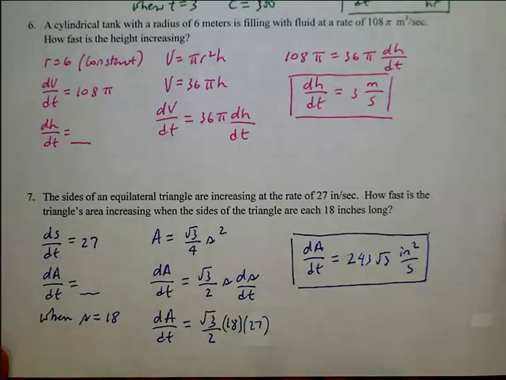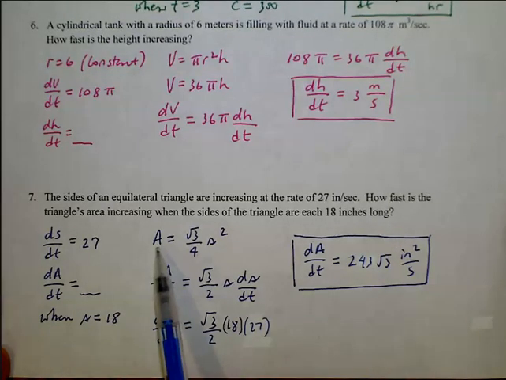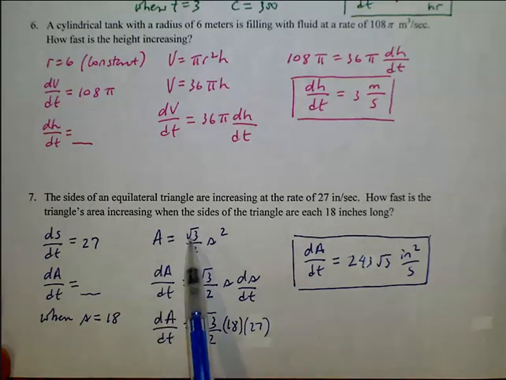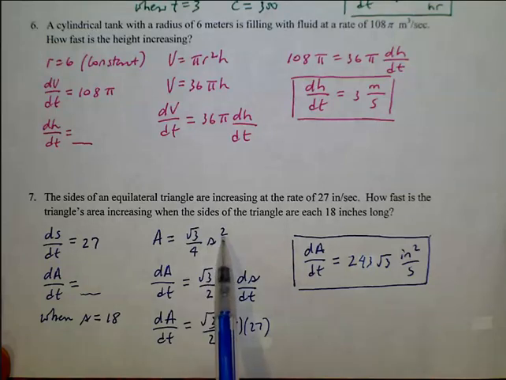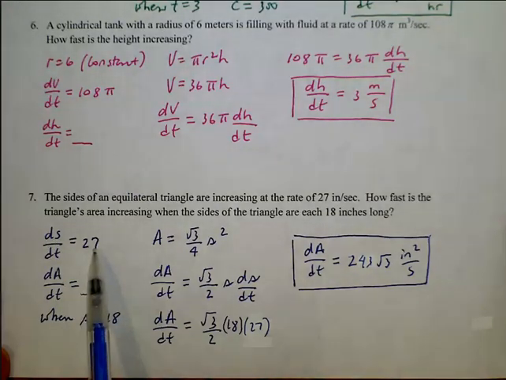Question number 7. The sides of an equilateral triangle are increasing at the rate of 27 inches per second. How fast is the triangle's area increasing when the sides of the triangle are each 18 inches long? So I'll start off with the formula for the area of an equilateral triangle, which is equal to square root of 3 over 4 times side squared. And then the information of 27 inches per second is the side's rate of change, so that will be ds/dt, and that is 27. And then the question is asking what is dA/dt when the side is equal to 18.